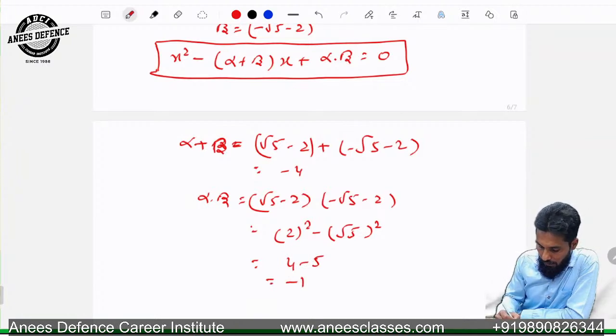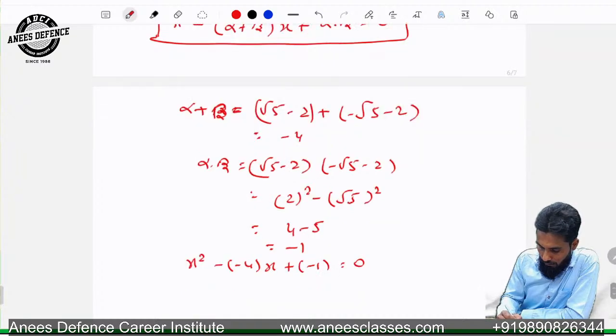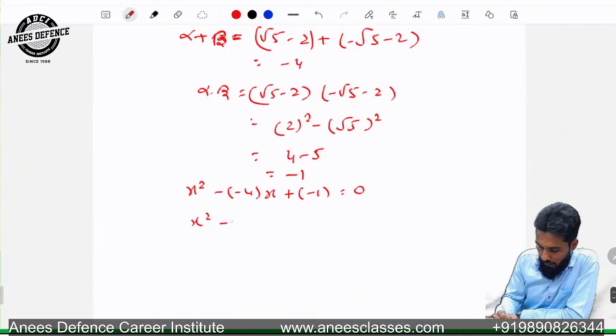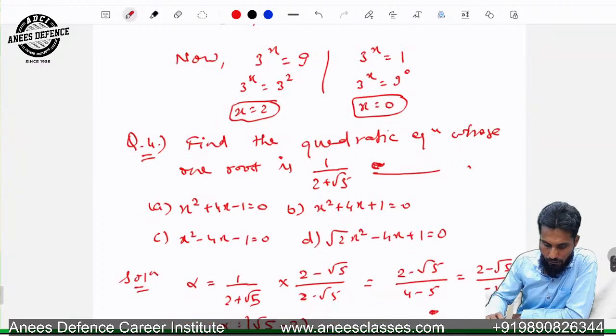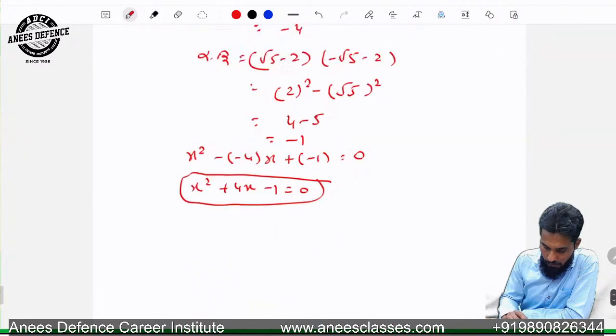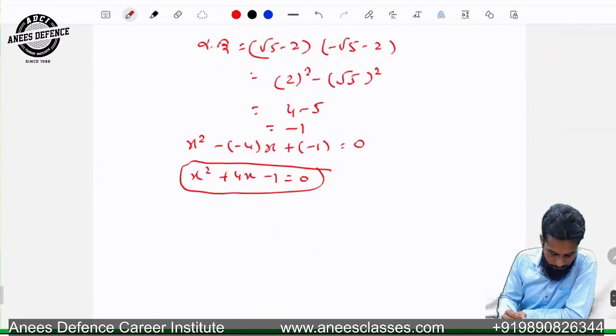Just put it in the equation. So we get the quadratic equation as minus of alpha plus beta, that is minus of minus 4, x, plus the product of the roots, that is minus 1. So the actual equation will become x square plus 4x minus 1 equal to 0. Which option is it? The first one. Yes, option A is correct. Fine. Hope all of you have understood option A. Okay, coming to the next question now.